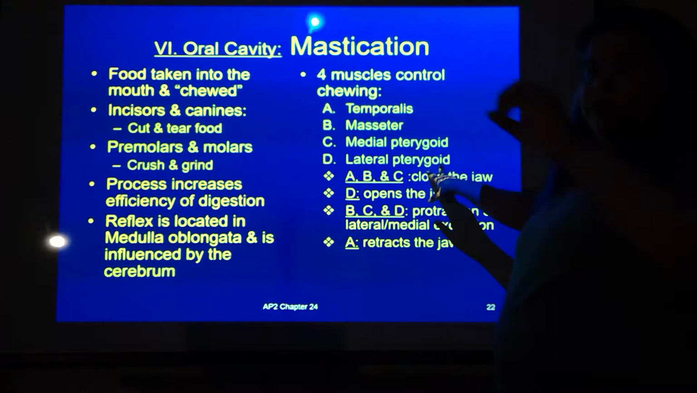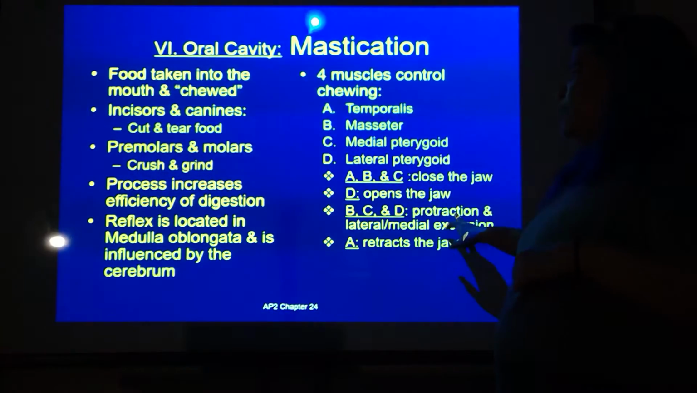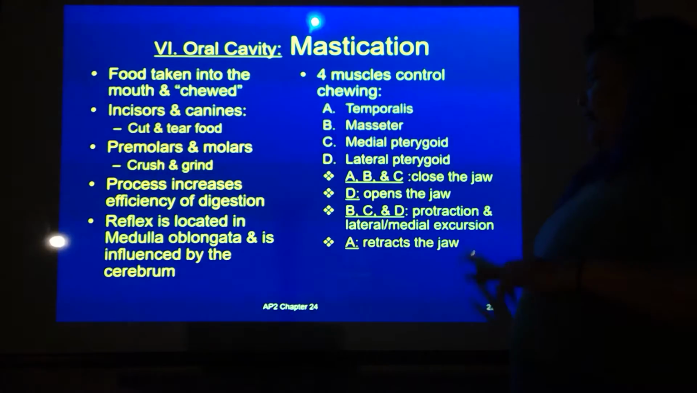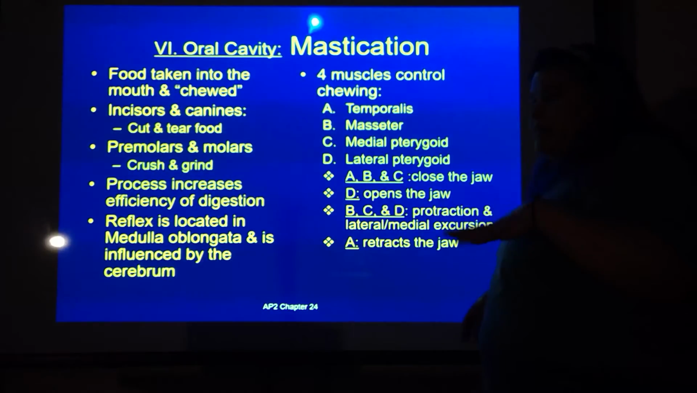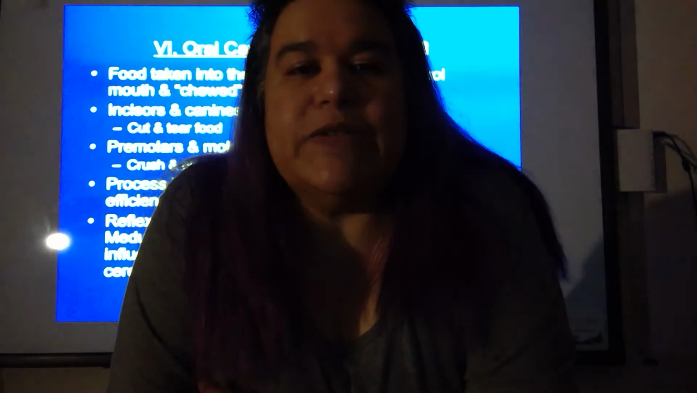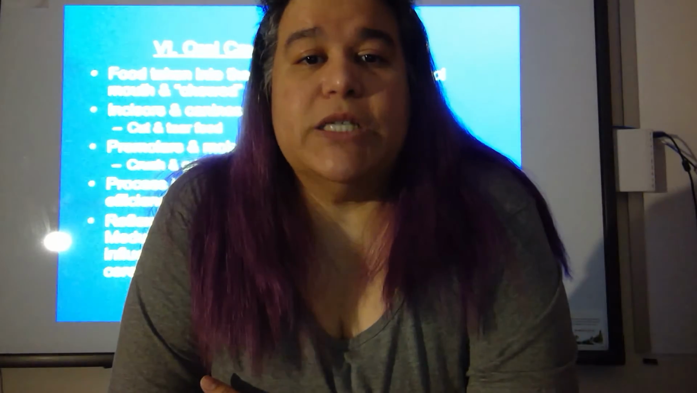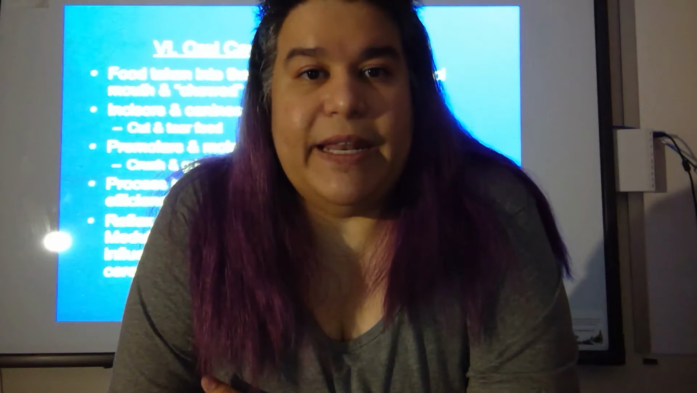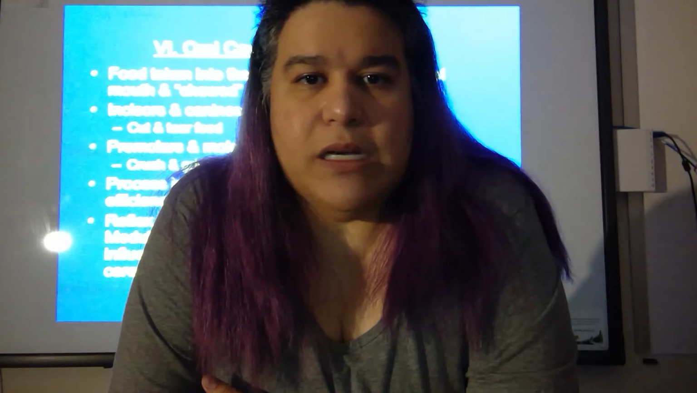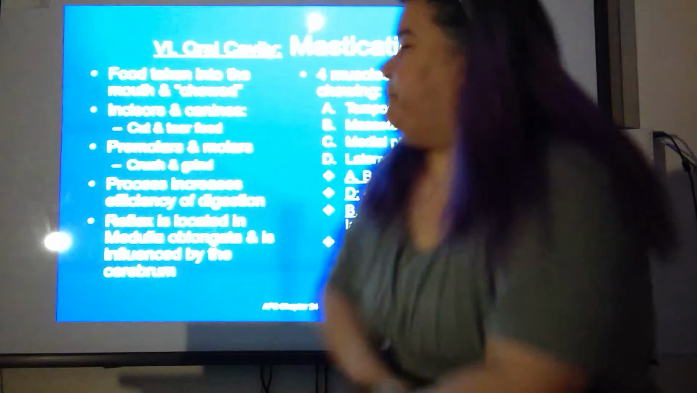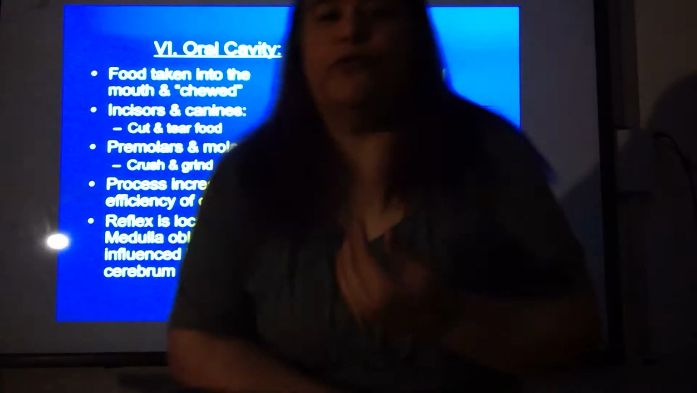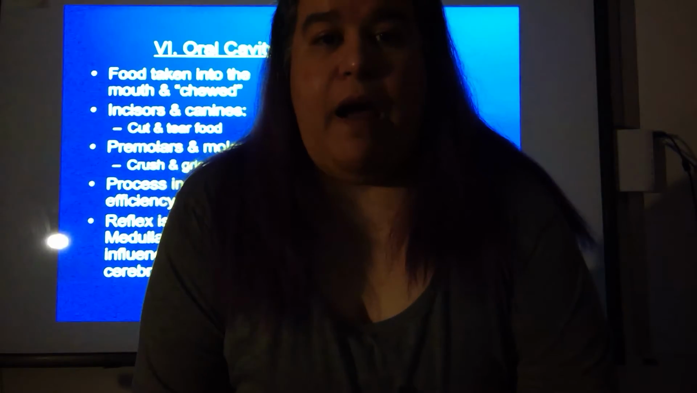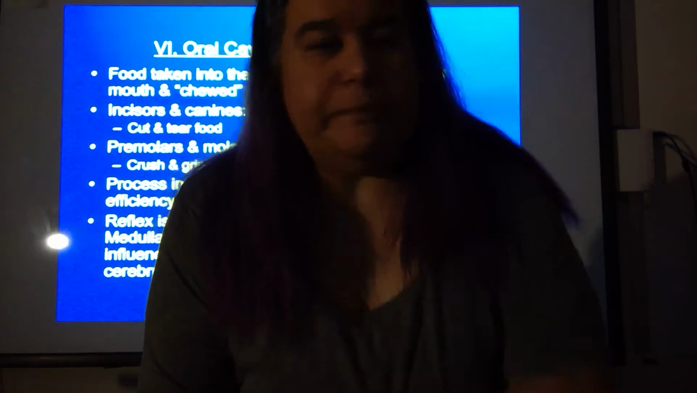The lateral pterygoid is responsible for opening our jaw. And then the masseter, medial, and lateral pterygoid are responsible for protraction and lateral and medial excursion. So protraction, remember, is jutting your jaw forward. This is retraction, this is protraction. And then lateral and medial excursion is side to side, okay? So temporalis is the one responsible for retraction, for pulling that jaw back, okay?